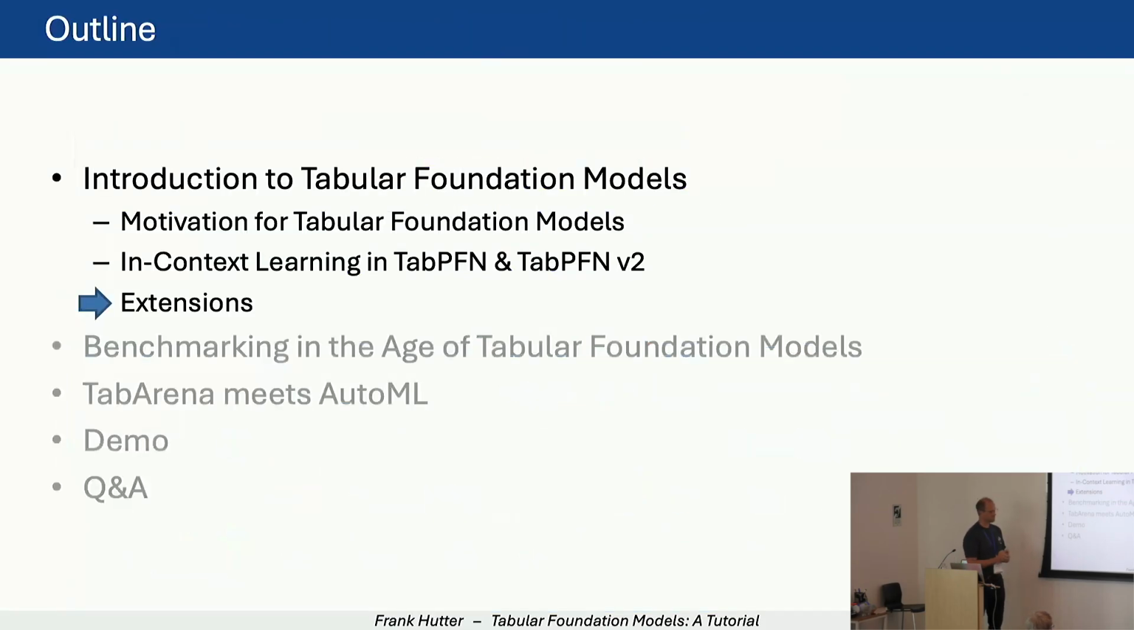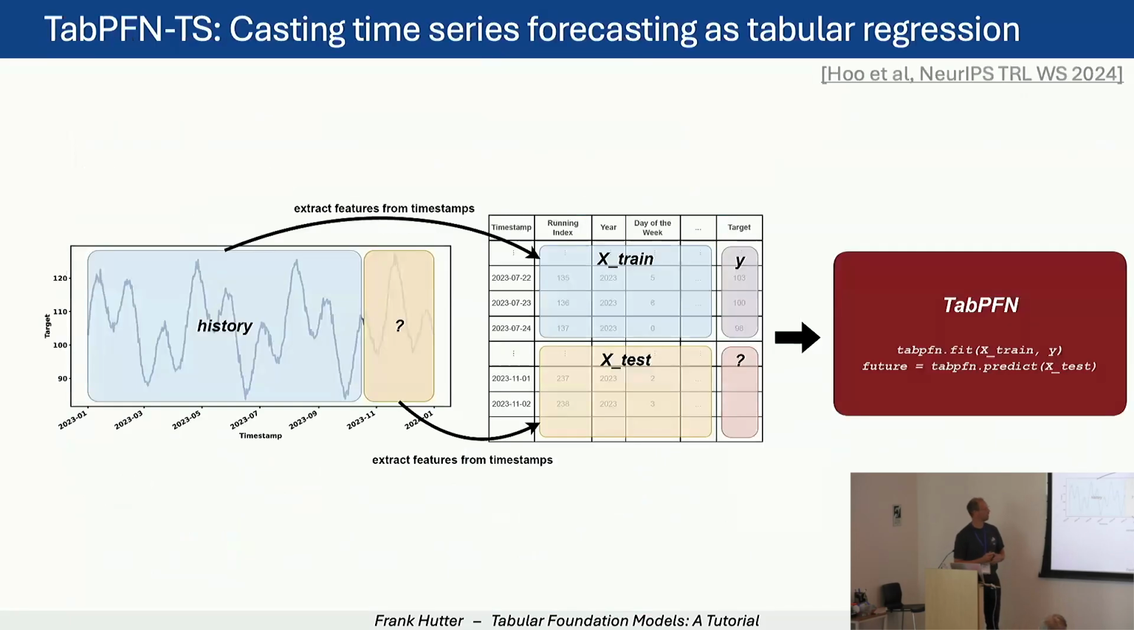All right, some extensions, what has happened since by us and by others. One thing is you can use this for time series. So you cast a time series basically as a tabular problem. So this is your history, this is the X train, basically a running index, a year, a day of the week, etc. So you featurize the data, and you can featurize the future just the same. And then you can predict just not auto-regressively, but say, hey, 17 days in the future, give me that in a forward pass. Can directly do that. And yeah, it's the same interface.